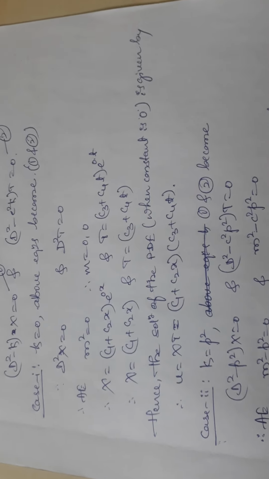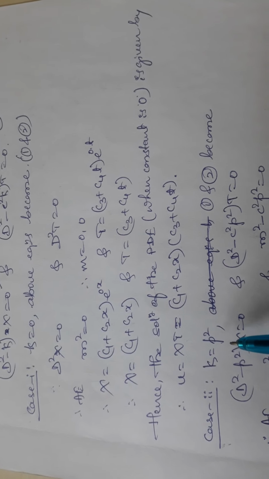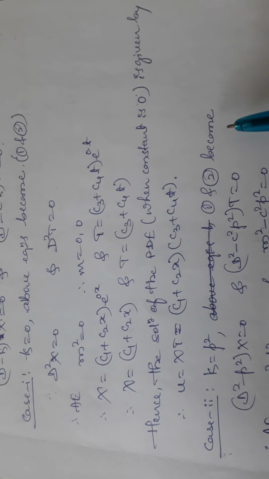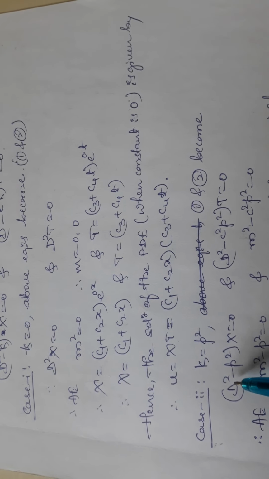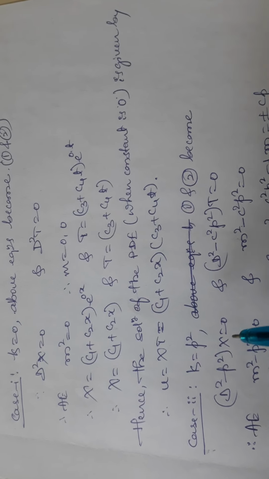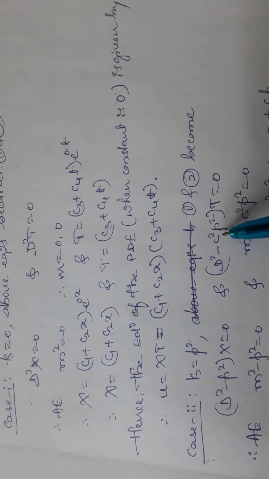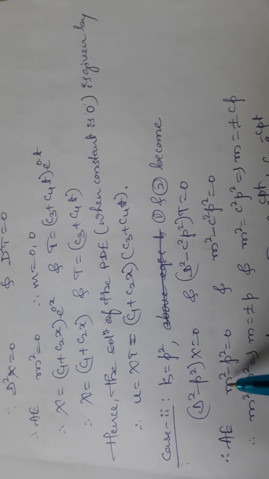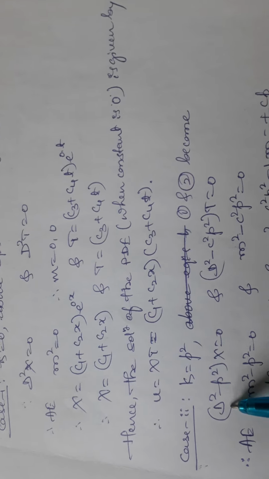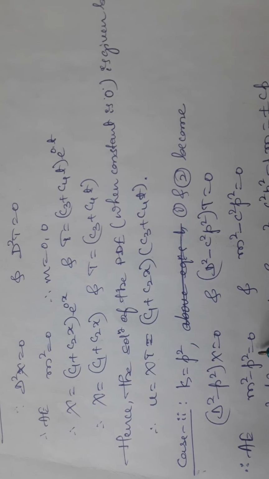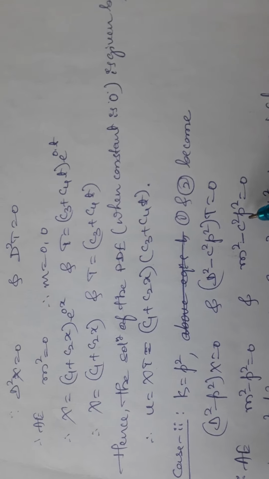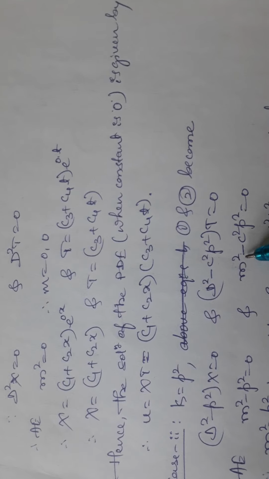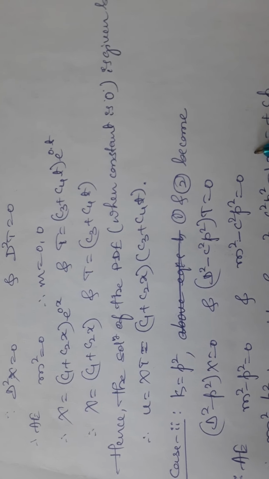Now we consider the second case, that is k positive. We can take k = p². Then equations 1 and 2 become (D² − p²)X = 0 and (D² − c²p²)T = 0. From the first equation, the auxiliary equation, replacing D by m, is m² − p² = 0, and from the second equation, replacing D by m, the auxiliary equation is m² − c²p² = 0.